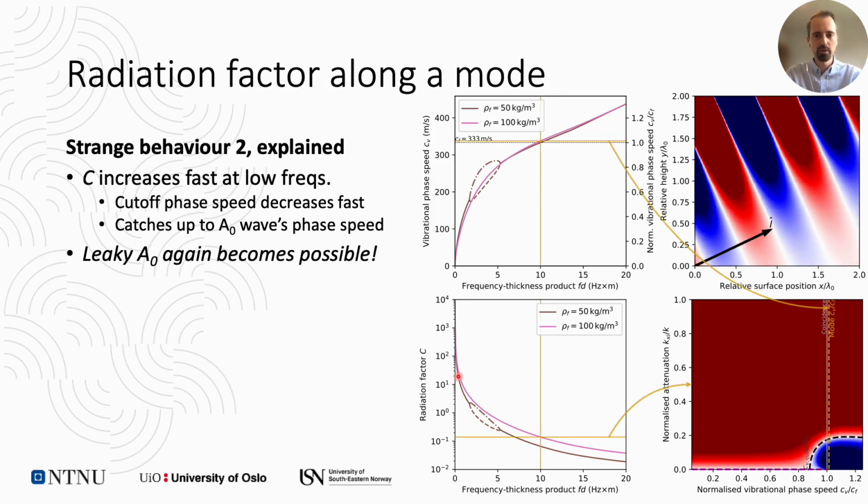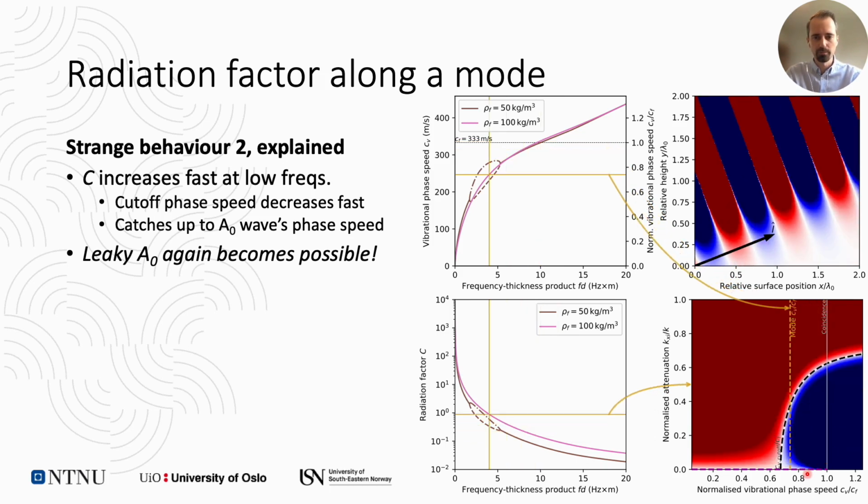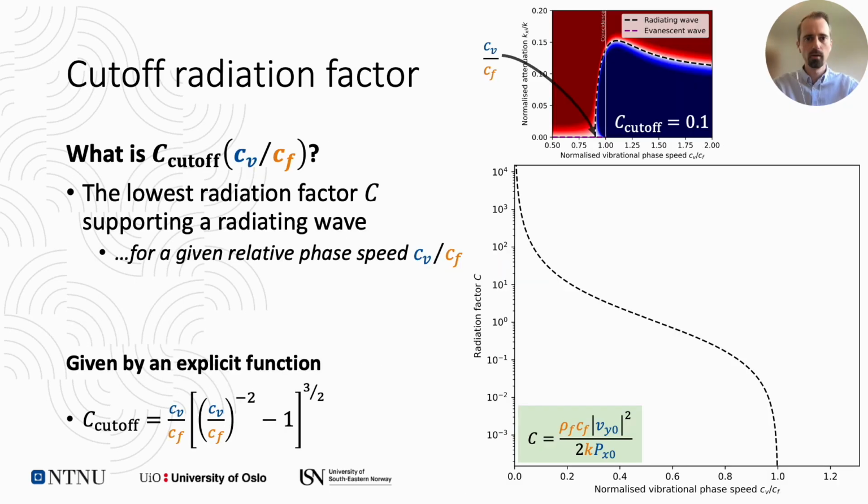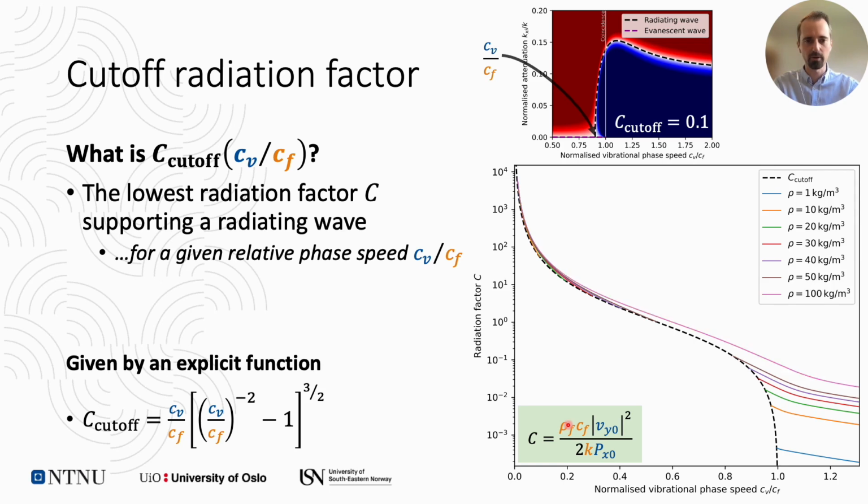Finally, let's look at the third strange behavior, where the A0 wave never cuts off if the fluid is dense enough. Here we see that the current phase speed never actually reaches the cutoff phase speed. Hence the explanation is that C now is high enough and increases so fast that we never actually reach cutoff. Another way to look at this is through the cutoff radiation factor. For a given phase speed, this is the lowest radiation factor that supports a radiating wave. For air, the radiation factor C hits cutoff just below coincidence, but as we artificially increase the density, and hence C, we find that the radiation factor eventually increases enough that we never hit cutoff.